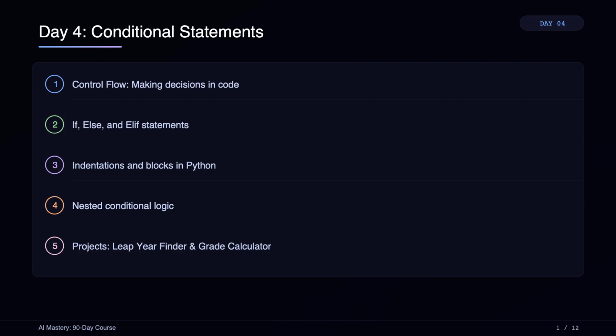Today is day 4, and we are going to learn one of the most exciting and fundamental concepts in programming, conditional statements. Up until now, our code ran strictly in a straight line from top to bottom. But real-world programs must behave like a brain, making decisions based on data. In this tutorial, you will learn how to use Python's conditional keywords to direct the flow of your program. We will explore simple decisions, multi-way branching, and nesting.